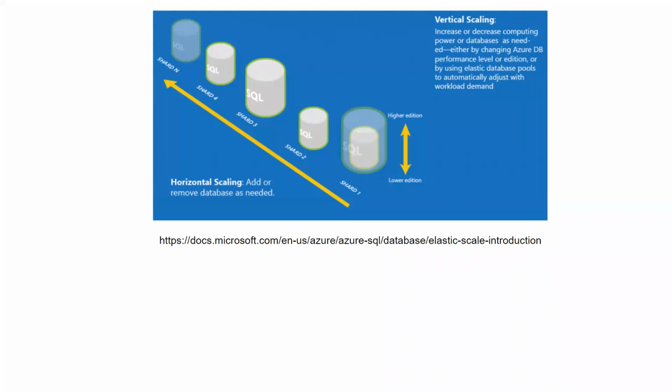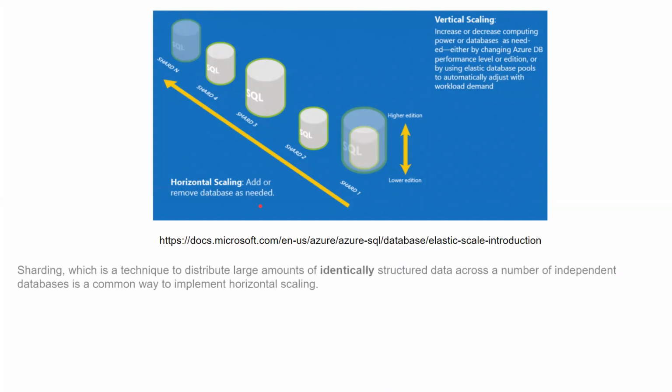But then there is a ceiling to it, right? You can't just keep adding resources to a single box. So that's where horizontal scaling comes in. So beyond a point, horizontal scaling is the way to go. And sharding is one of the common ways to implement horizontal scaling.